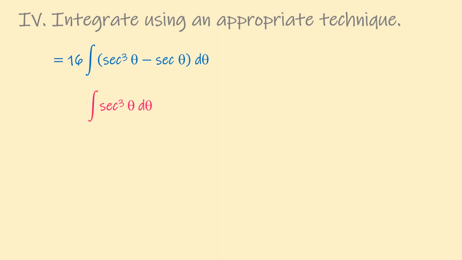Fourth, integrate using an appropriate technique. In this example, the integrand can be integrated using two techniques. Using integration by parts, the integral of the secant cubed of theta d theta is equal to 1/2 of the product of the secant of theta and the tangent of theta, plus 1/2 of the natural logarithm of the absolute value of the sum of the secant of theta and the tangent of theta.